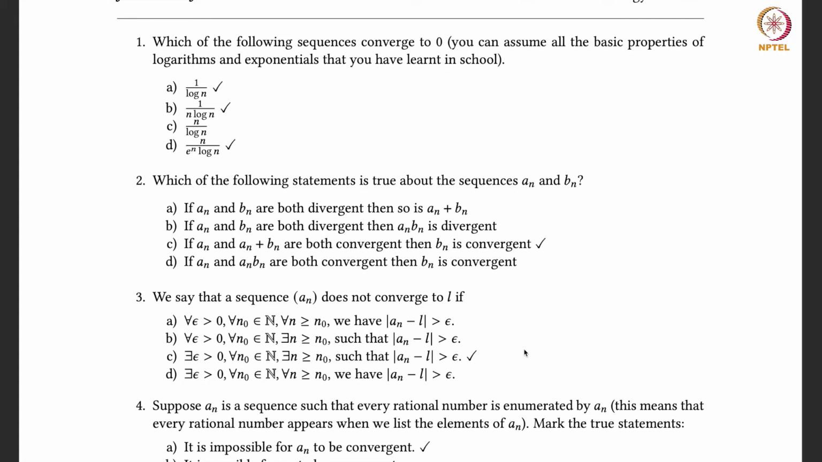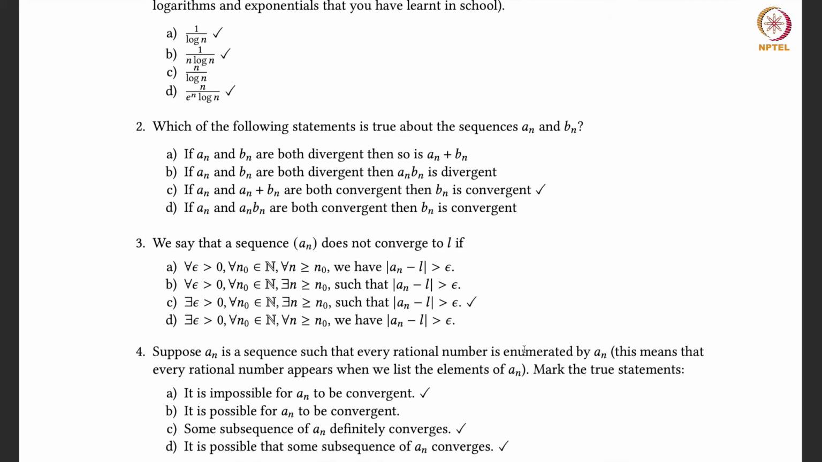If an and bn are both convergent, then bn is convergent. This is actually not true. For instance, take an to be 1 by n and bn to be minus 1 power n. Then an converges, certainly 1 by n goes to 0. an bn also converges, but bn does not converge because bn is minus 1 power n, which alternates between 1 and minus 1. Okay.